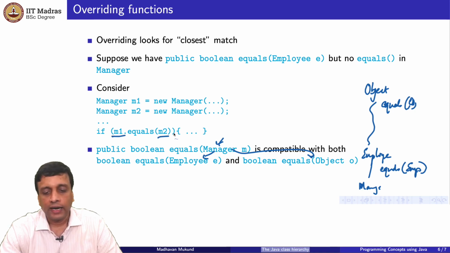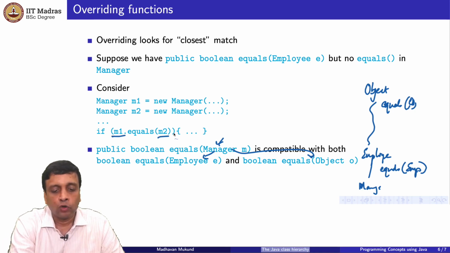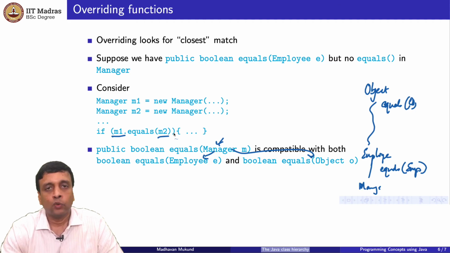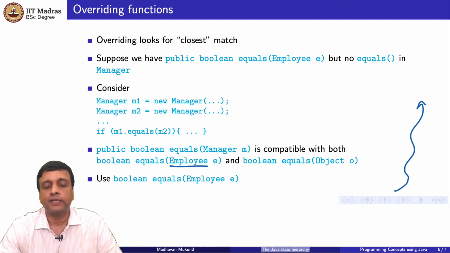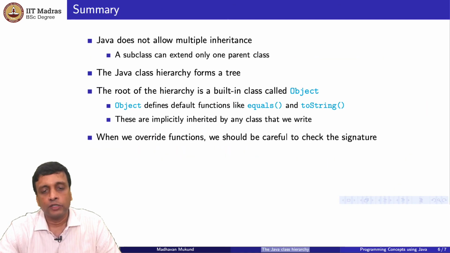Whereas here, I'm calling it in the context where both of them are managers. So I know that I want to call equals on a manager with an input of type manager. Then it will look for the nearest match going up the tree. So this will actually use the boolean equals employee and not the boolean equals object which is there in the object class.